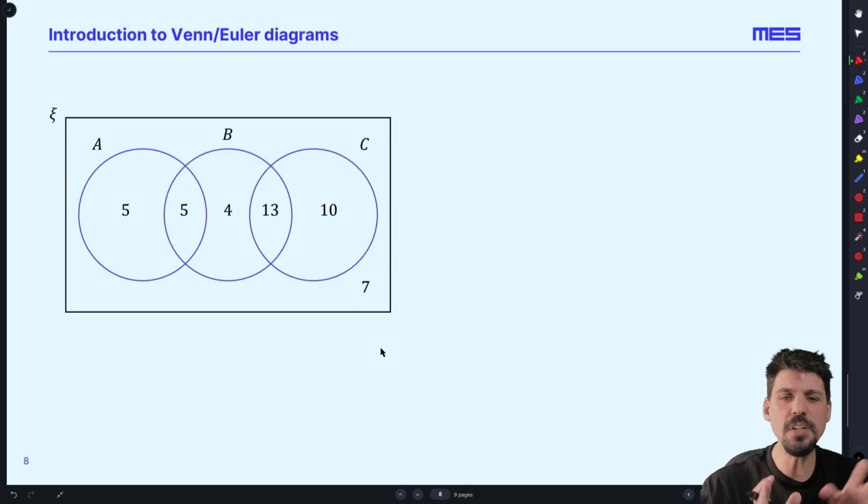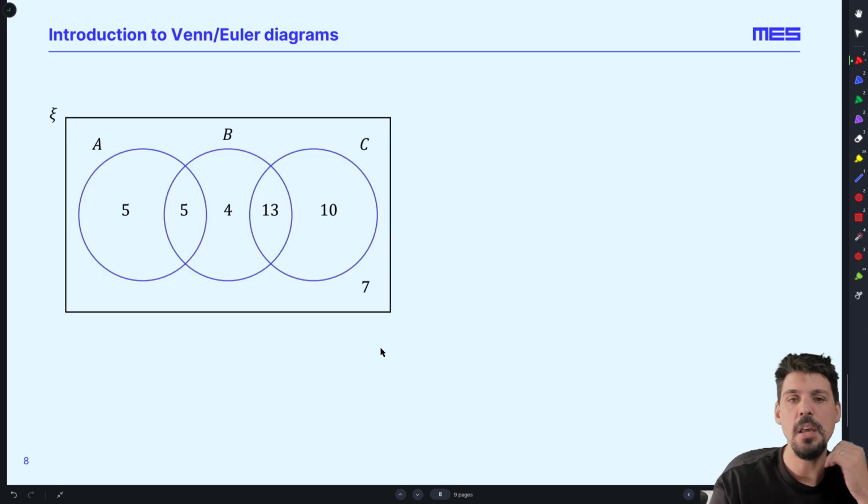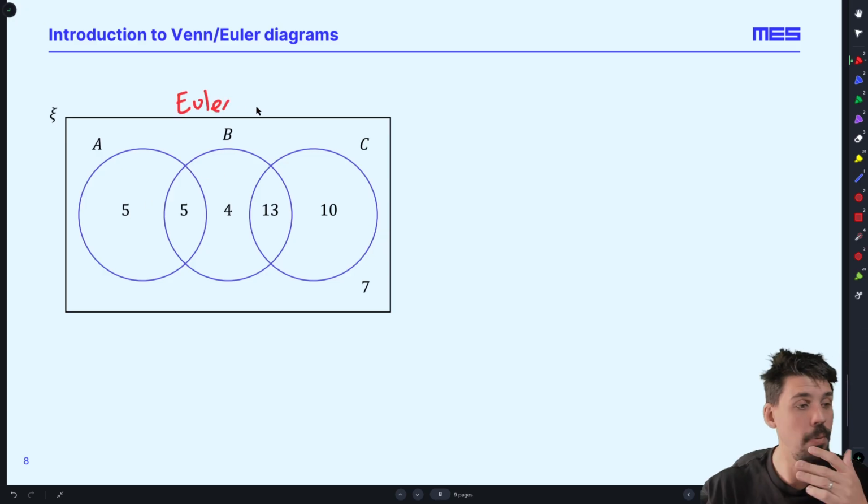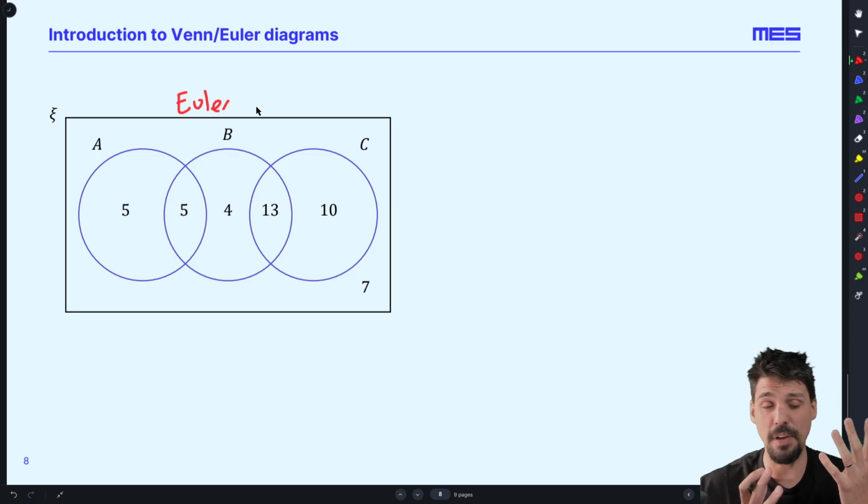Now, finally, what is the difference between an Euler and a Venn diagram? So here I've got 3 groups, right? 5 members are only in A, 5 in an overlap between A and B, and so on. Now we'll notice there's no overlap between A and C. This is for your own edification. This is an Euler diagram. But it often gets called a Venn diagram because in maths we just call everything a Venn diagram.